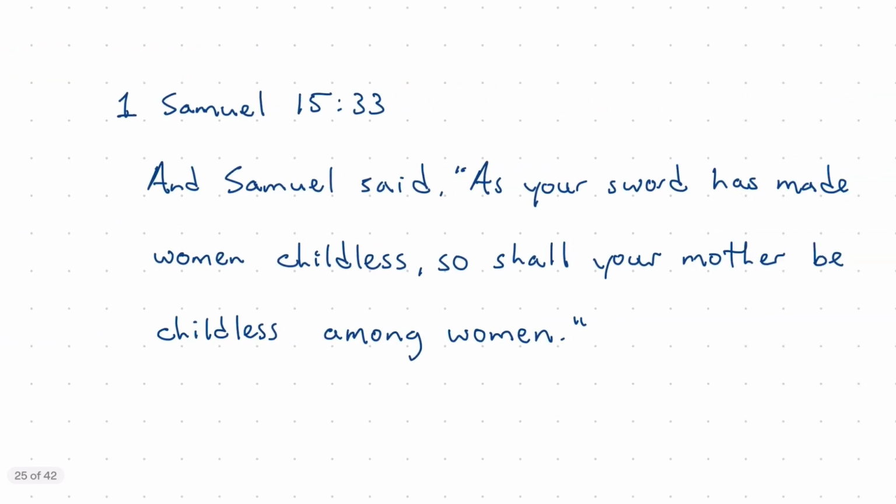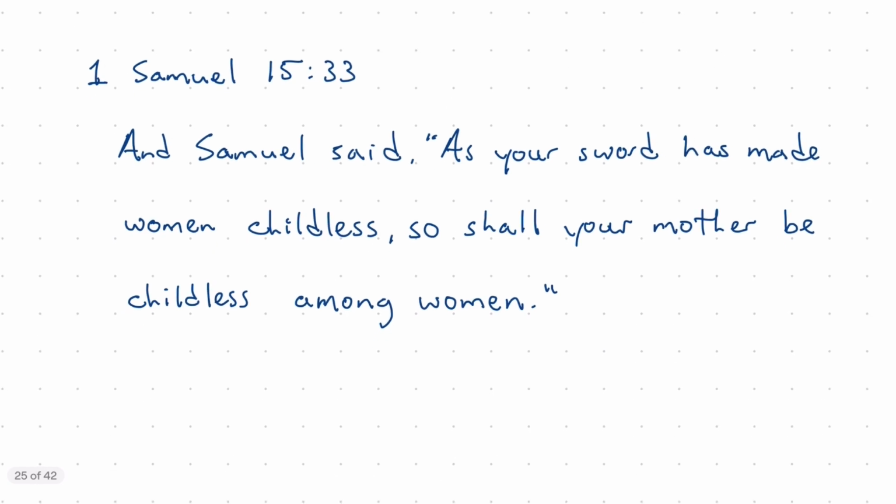1 Samuel chapter 15, verse 33. And Samuel said, "As your sword has made women childless, so shall your mother be childless among women." So we see the first proposition after we've read over this passage. The first verbal assertion is Samuel said, "As your sword." And when there's a quote introduced by a phrase like "and Samuel said," "Moses said," and "Jesus said," you could separate that out.